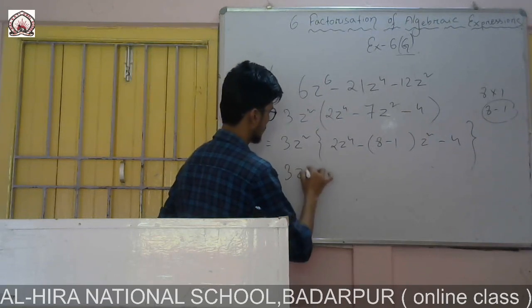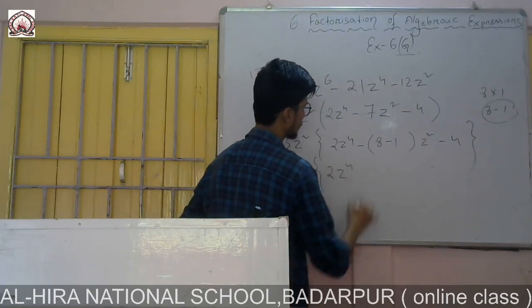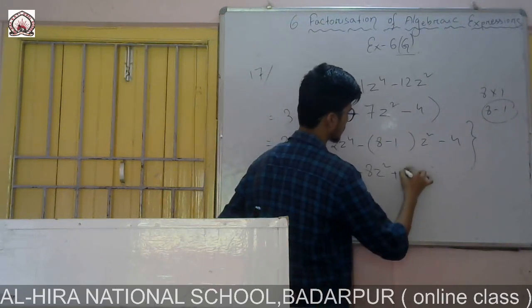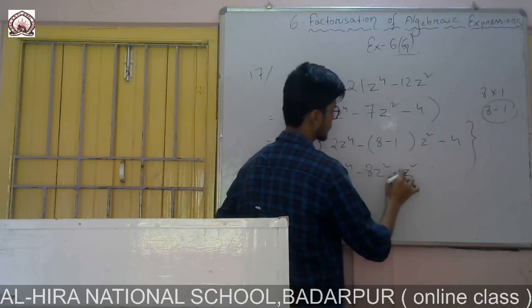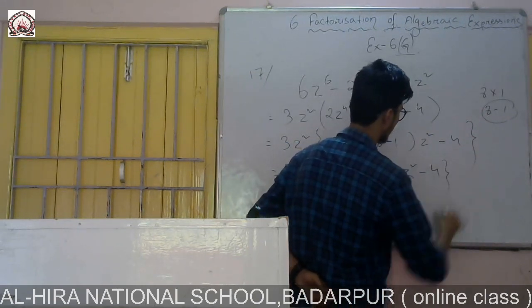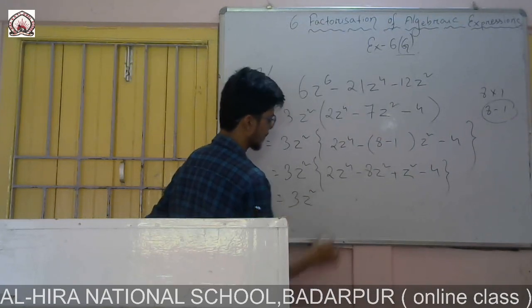So 3z square, and it will be 2z to the power 4 minus 8z square, minus minus it is plus z square, 1 it will be there, no need to write, and at last it is 4. So see here 3z square.